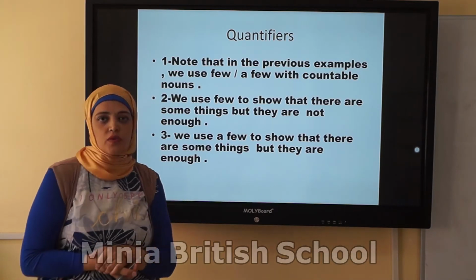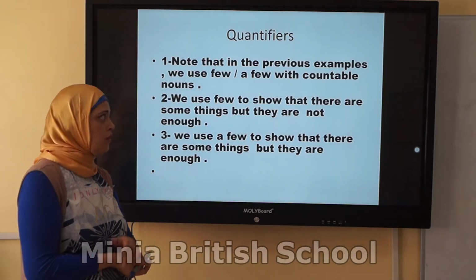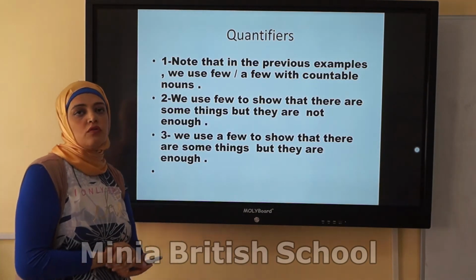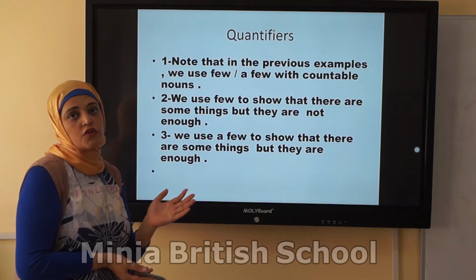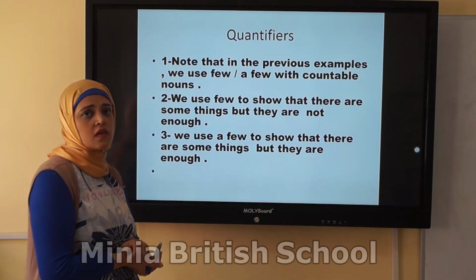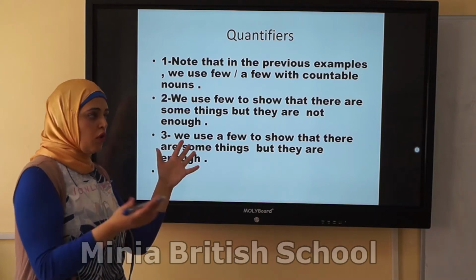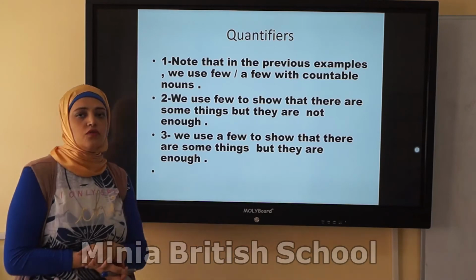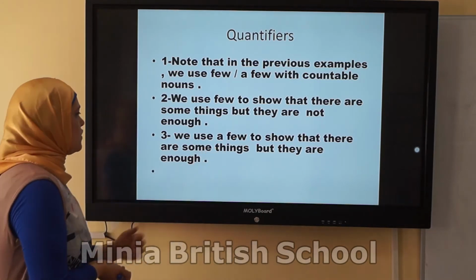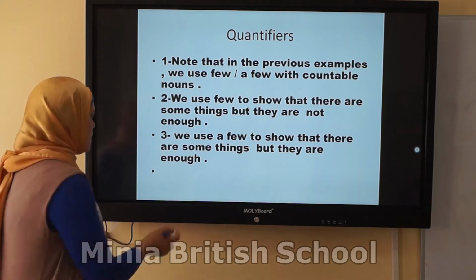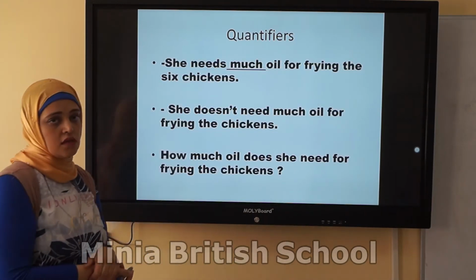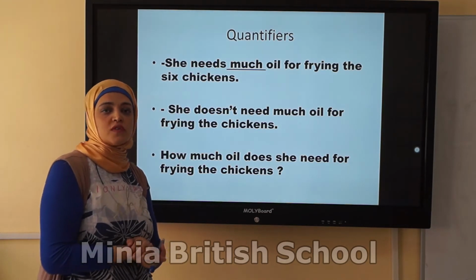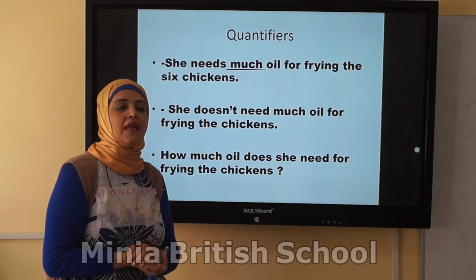Next. Here is the note that we talked about, that we use few and a few generally with countable nouns. A few we use to refer to some things, but they are enough for all the ones we have. But we use few to show that there are some things, but they are not enough. Next. We talked about the quantifiers we use with the countable nouns.